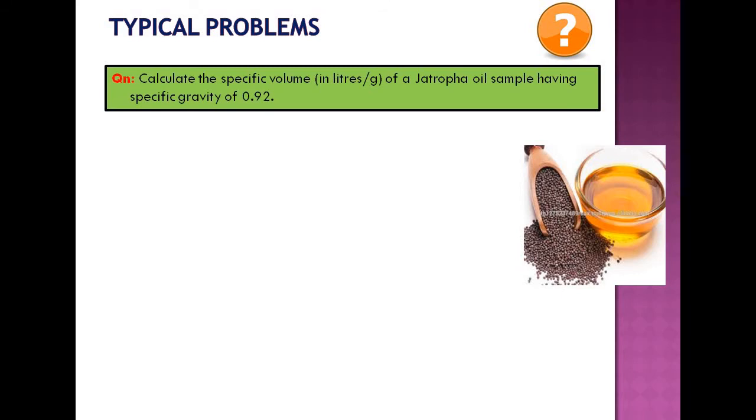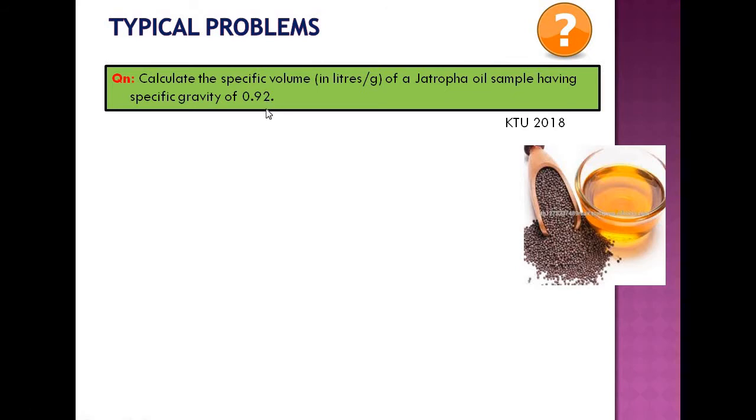First problem is like this: calculate the specific volume in liters per gram of Jatropha oil sample having specific gravity 0.92. So, this problem will give you better understanding on the concept of what you mean by specific volume, what is density, what is specific gravity, etc. We know that. What is the problem? Let us see. The specific volume in liters per gram of Jatropha oil having a specific gravity of 0.92.